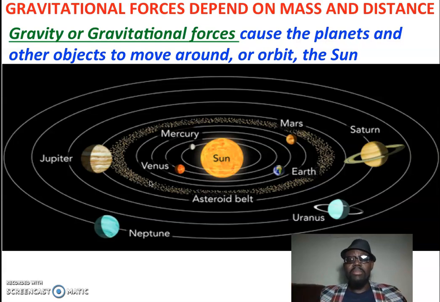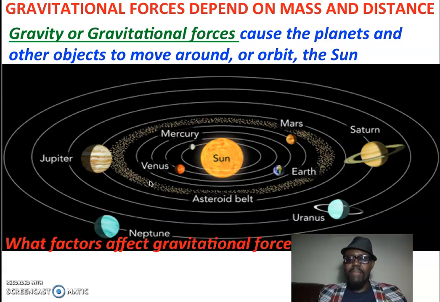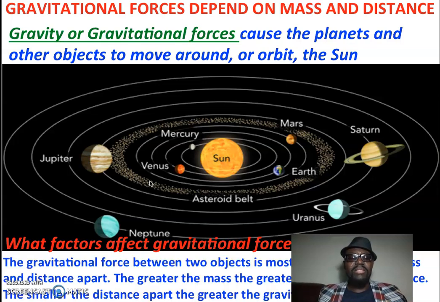Okay, so when we talk about the force of gravity, it's an attractive force between two objects. Between any two objects in the universe that have mass, there is a force of gravity. The factors that affect gravitational force include the mass and also the distance between the objects. The greater the mass, the greater the gravitational force. The greater the distance, the less the gravitational force.